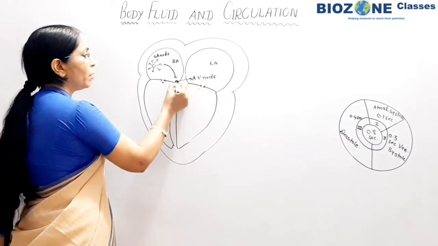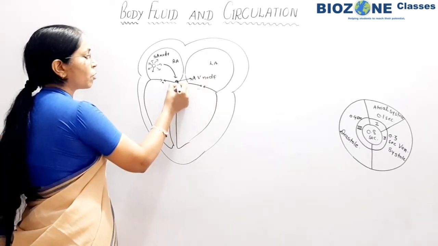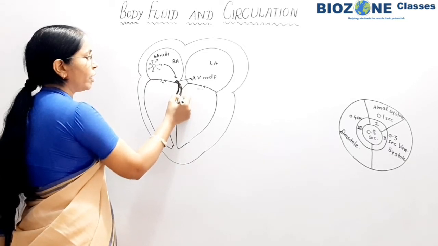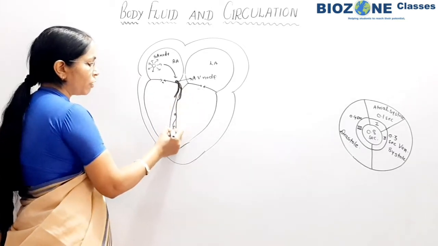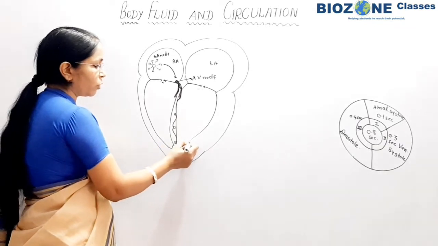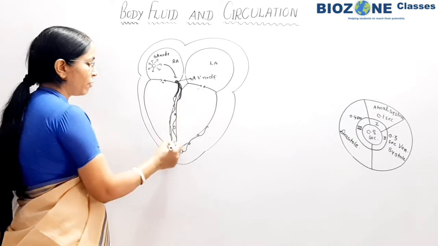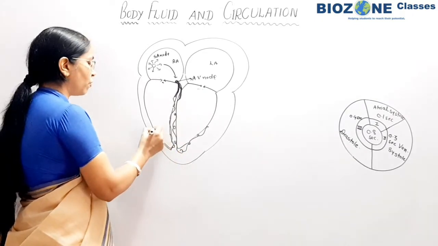From the AV node one bundle is developed, that bundle is called the AV bundle, and this AV bundle is divided into left and right bundle. This whole part we already studied, so I am not going to explain this part again. And these are the Purkinje fibers for the musculature of the ventricle.